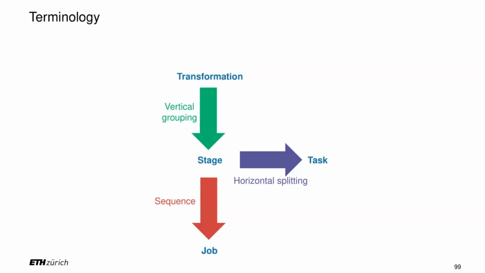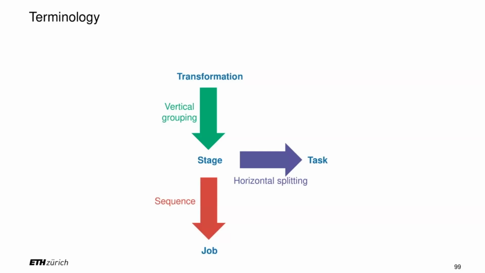Transformations that have narrow dependencies get grouped in stages. The stages get physically split or chunked into tasks, right? And a sequence of stages gives you a job, right? Sequence of stages, which corresponds to a DAG of transformations and actions. So a job is just stage one, then stage two, then stage three, then stage four, and so on.